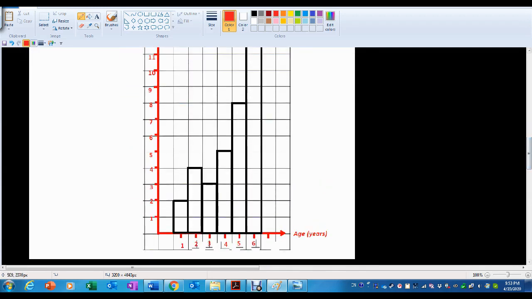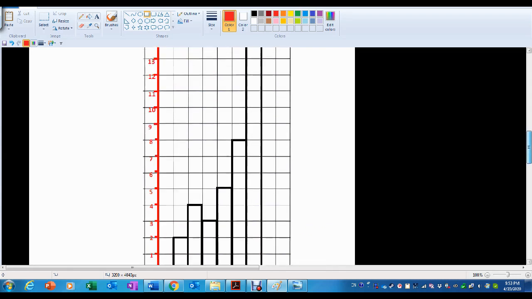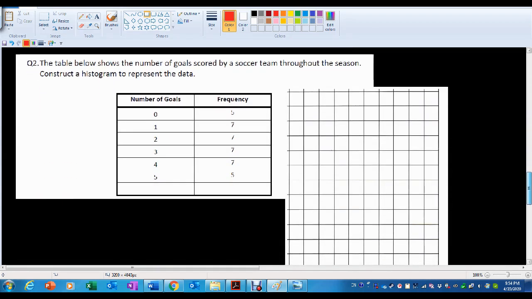Make sure that when you draw the histogram, the first bar should be one unit away from the vertical axis. Don't draw the bar just in contact with the vertical axis. You need to leave some space between the first bar and the vertical axis.